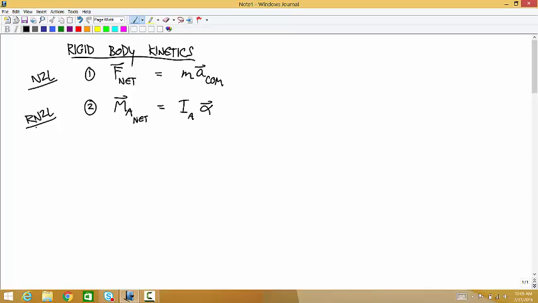And we have to define these quantities before we can go on. So the first one is center of mass. So here's what we want to get through. We want to define the center of mass and figure out how to calculate the acceleration of the center of mass. We want to define the mass moment of inertia about a point.